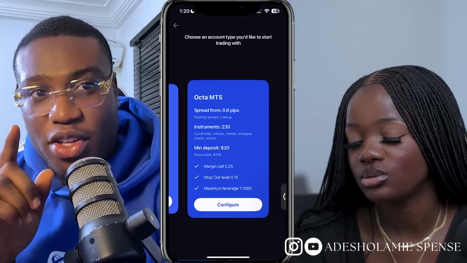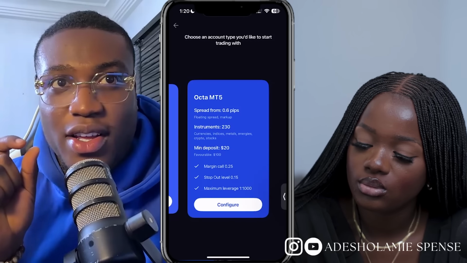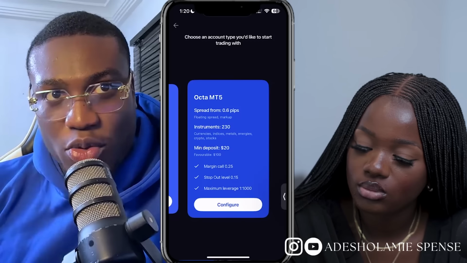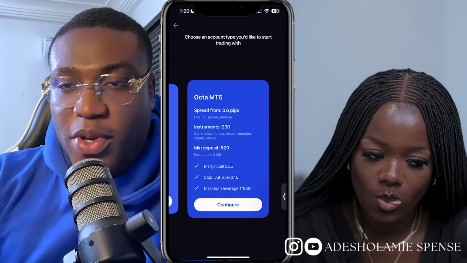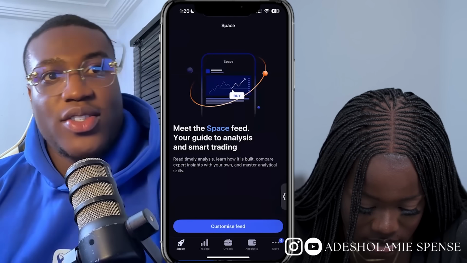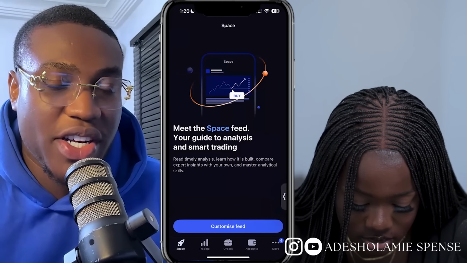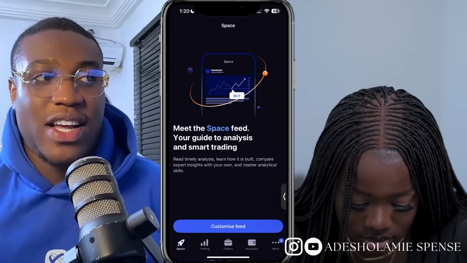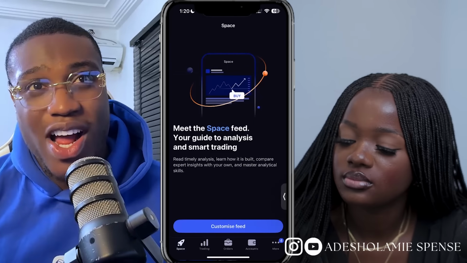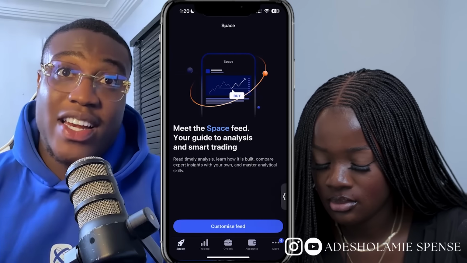Octa Trader, yes. And one of the beautiful things about the Octa Trader is that you get an extra feature for free, the space feature. So I think when you go back, I'll show you what the space feature is like. So we have the Octa space. Exactly. Just like it says, meet the space feed. It's your guide to analysis and smart trading. With space, you get analysis from expert traders on what they see in the market, what to expect, and then you can add that to your own.